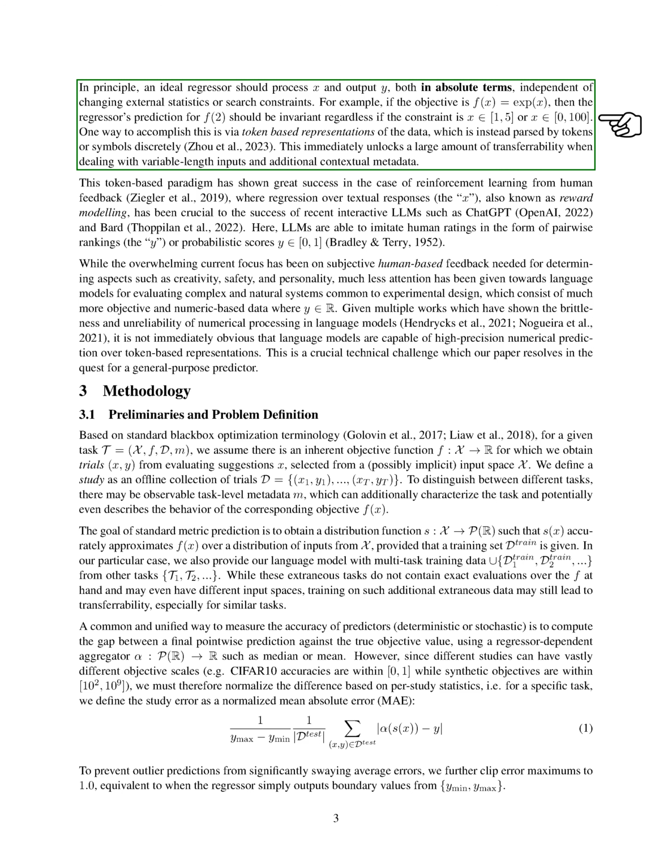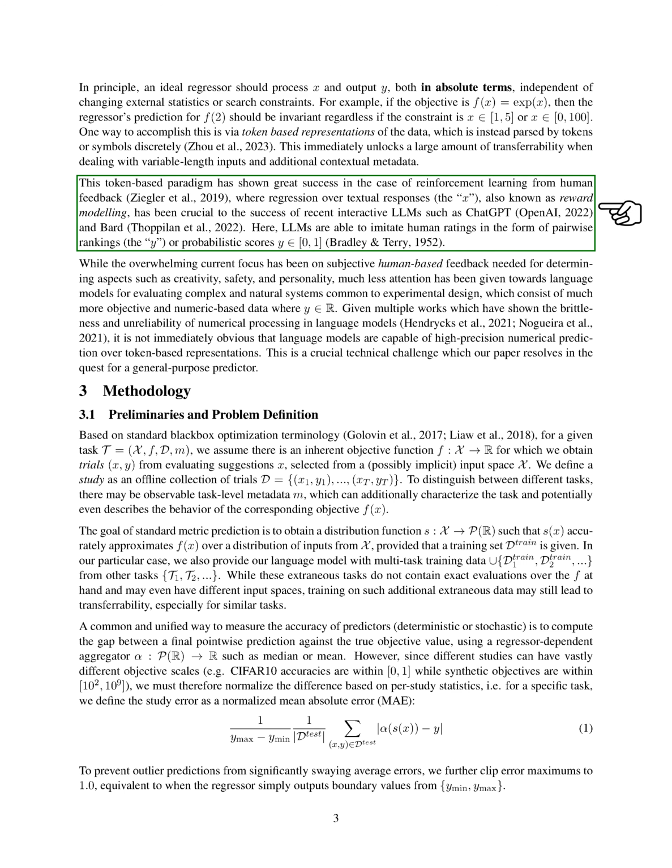Ideally, a regressor should process input features and output metrics in absolute terms, unaffected by external changes in statistics or constraints. Token-based representations of data offer a promising solution by allowing for variable-length inputs and additional contextual metadata. This approach has been successful in reinforcement learning from human feedback, where regression over textual responses has been key to the development of interactive LLMs like ChatGPT and Bard.